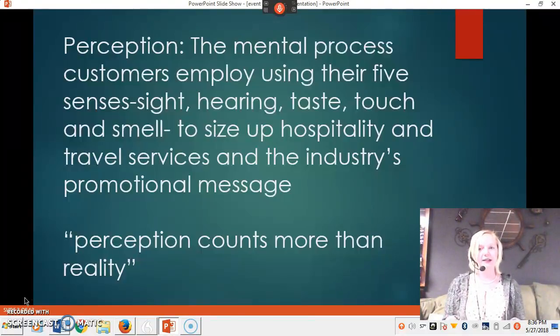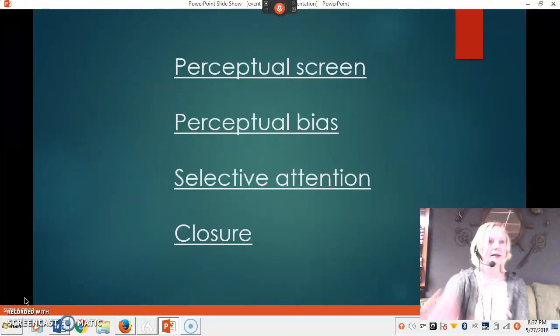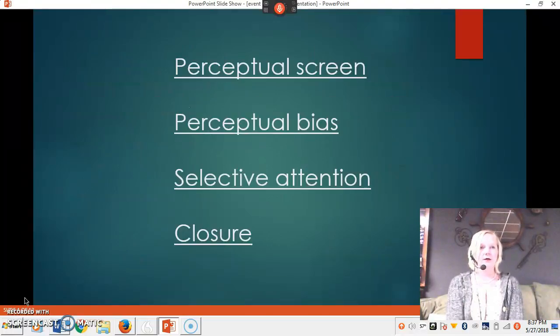When you view an advertisement for the first time, it has to go through the perception process, and at the end of this process, you want your advertisement to be perceived in the way that it was intended for you to perceive it. So this process has four stages: the perceptual screen, perceptual bias, selective attention, and closure.